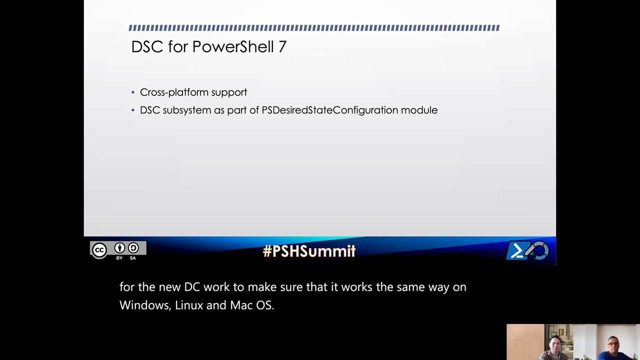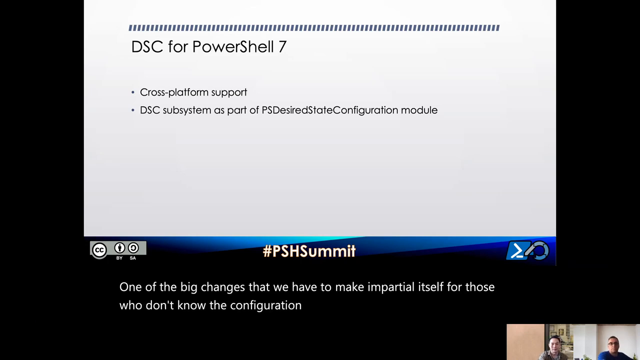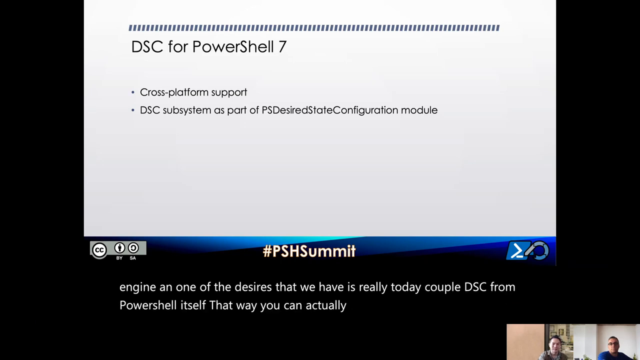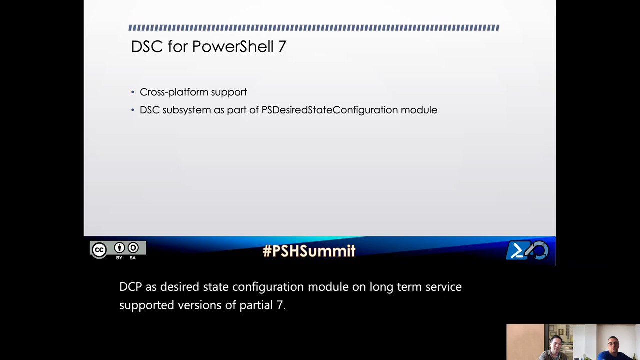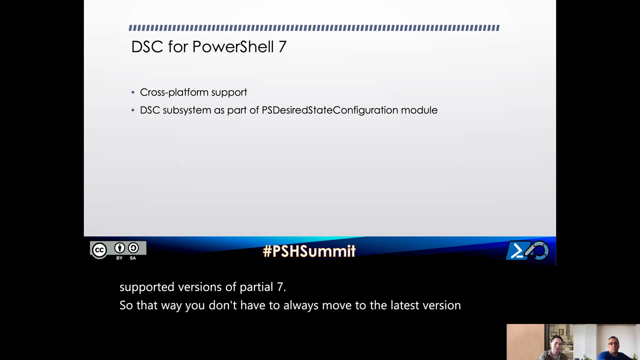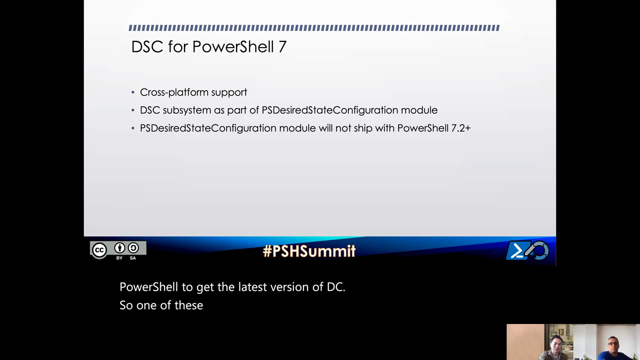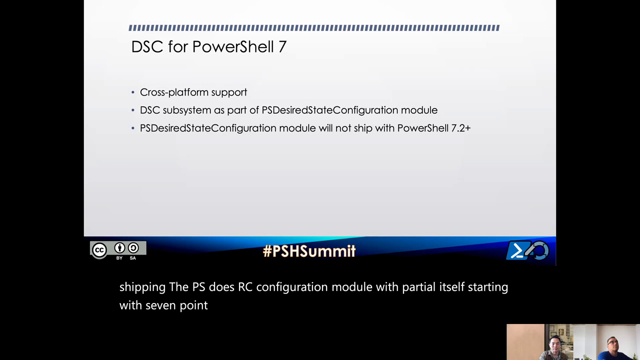One of the big changes that we had to make in PowerShell itself, for those who don't know, is that the configuration keyword is actually part of the PowerShell engine. And one of the desires that we have is really to decouple DSC from PowerShell itself. That way, you can install newer versions of the PSDesiredStateConfiguration module on long-term service supported versions of PowerShell 7, so you don't have to always move to the latest version of PowerShell to get the latest version of DSC. One of the side effects of that decision is that we're going to stop shipping the PSDesiredStateConfiguration module with PowerShell itself starting with 7.2. That means that you'll just install from the gallery.